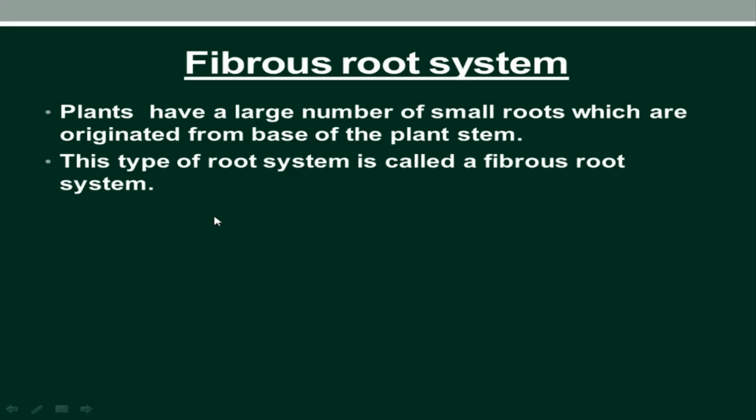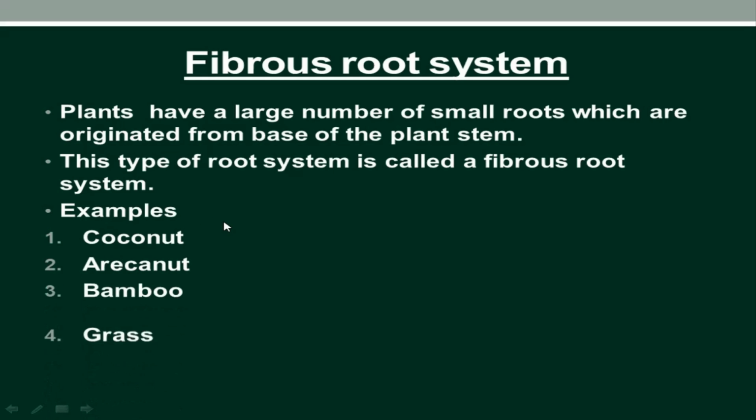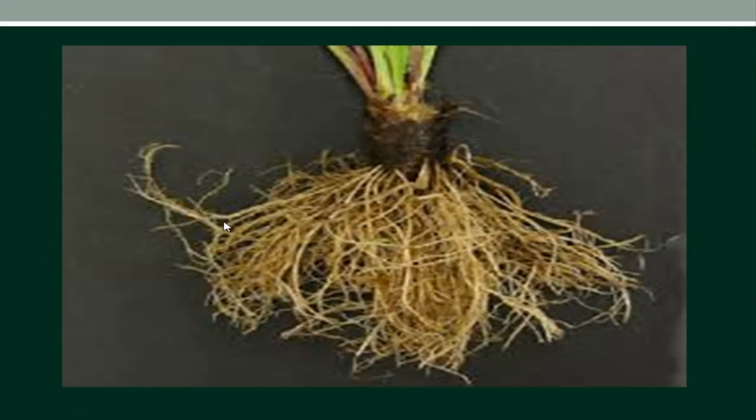In the taproot system, the base of the stem originates a large root. In the fibrous root system, the base of the stem originates a large number of small roots. Plants which bear the fibrous root system: coconut, arecanut, bamboo, grass, kitul. This is the picture relevant to the fibrous root system.